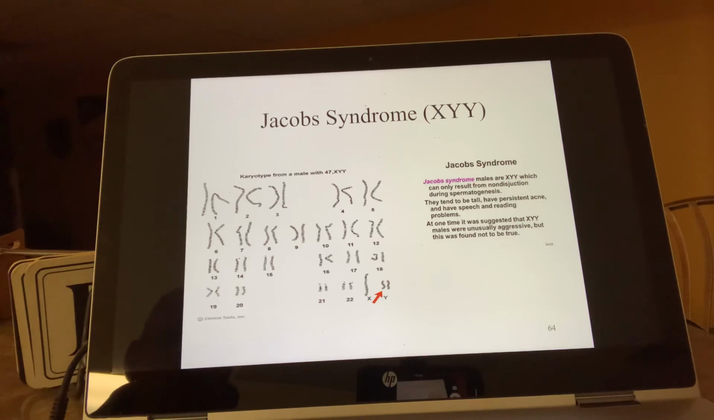In fact, there have been several TV shows where people have tried to defend people's behavior in court, saying that because they have Jacob syndrome, they are not responsible for their actions. But many studies have been done, and they've shown that there's really not an association between this and increased aggressive or violent behavior.